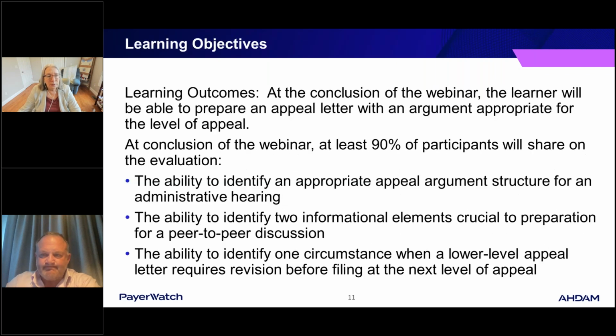So our learning objectives today: at the conclusion of the webinar, you'll be able to prepare an appeal letter with an argument appropriate for the level of appeal. And at the conclusion of the webinar on the survey, you're going to see questions on these three topics: the ability to identify an appropriate appeal argument structure for an administrative hearing, the ability to identify two informational elements crucial to preparation for a peer-to-peer discussion, and the ability to identify one circumstance when a lower level appeal letter requires a revision before filing at the next level of appeal.